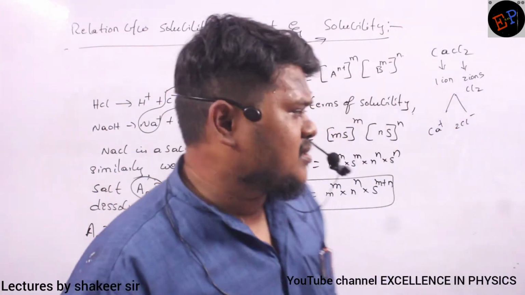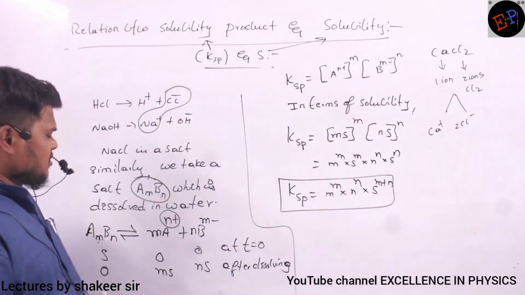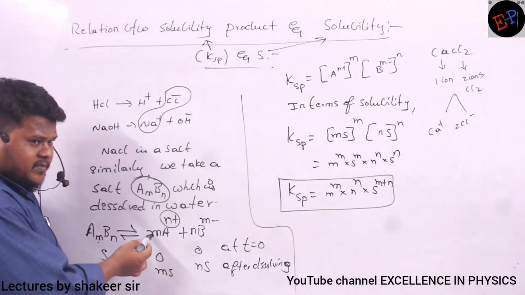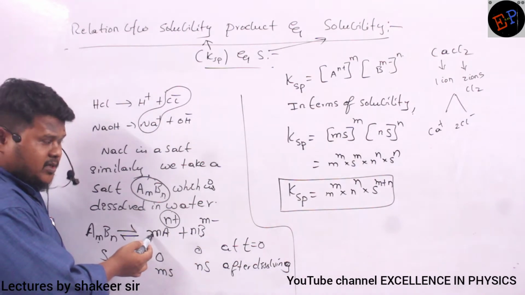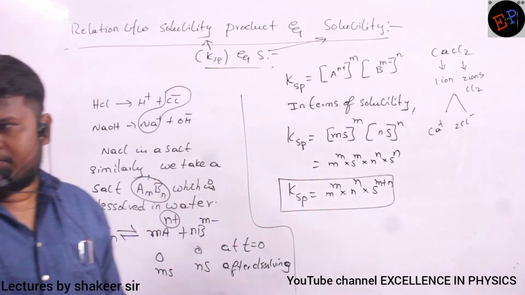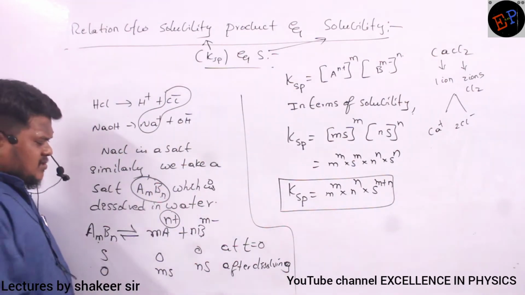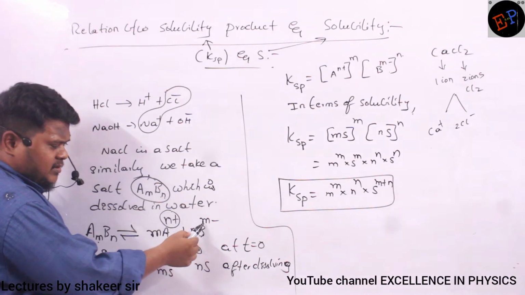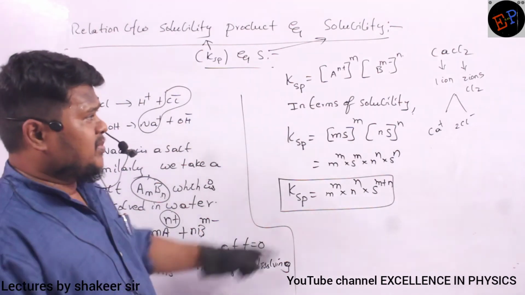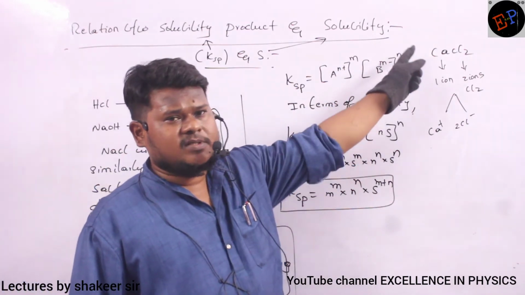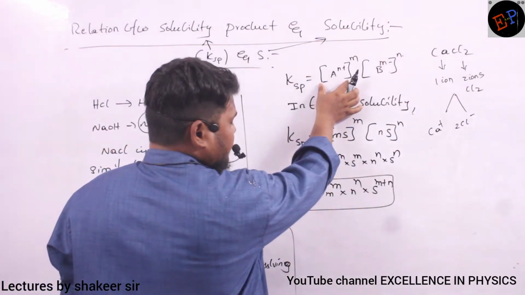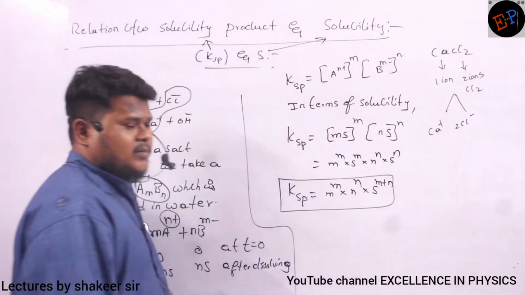So what is the formula to calculate the solubility product? The concentration of A to the M plus, to the power of its stoichiometric coefficient. What is its stoichiometric coefficient? M. So A to the M plus to the power of M. This is how we write concentrations, no? Similarly, the concentration of B to the N minus to the power of its stoichiometric coefficient, N. Clear, no? So this is the concentration of A ion, and this is the concentration of B ion.